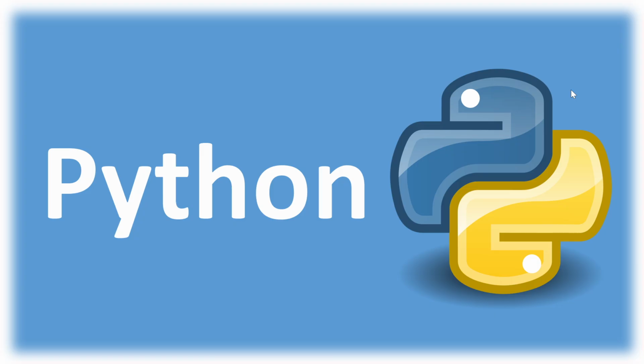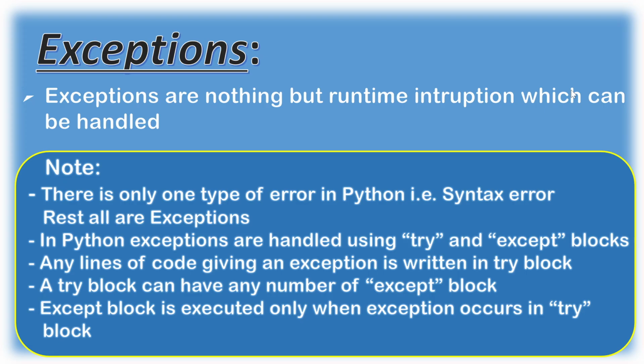In this video, we are going to learn about Python exceptions. Let's get started. What is an exception? Exceptions are nothing but runtime interruptions which can be handled. There are some notes you can see in the diagram. There is only one type of error in Python, that is syntax error. The rest are all called exceptions.